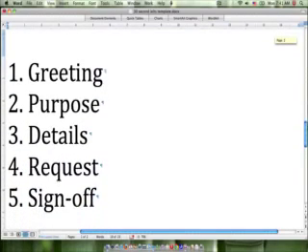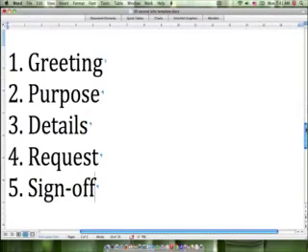Typically, a letter is written in 5 parts. There is an initial greeting, followed by a paragraph which states the purpose of the letter, followed by another paragraph which goes over the details of the purpose of the letter. The fourth part is another paragraph which states a request or what the writer would like to see happen as a result of this letter. And the final part is a sign-off where the writer sort of says goodbye.